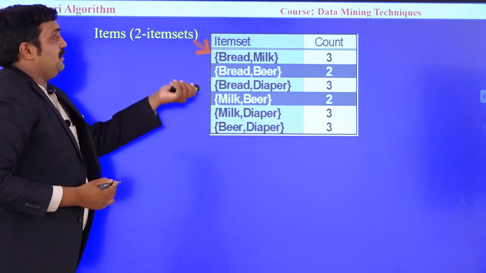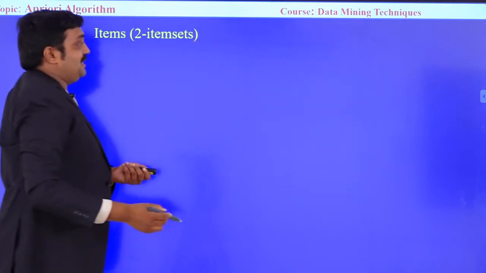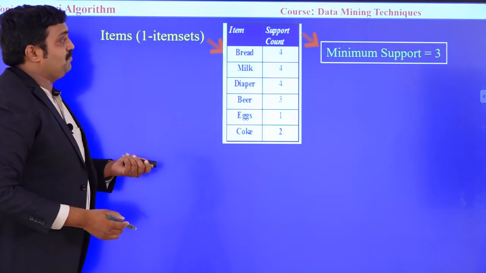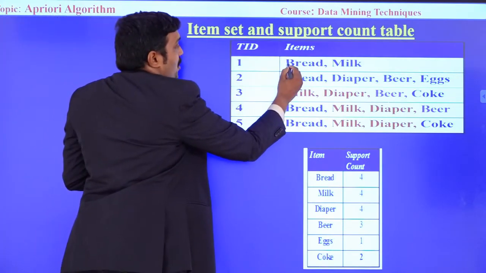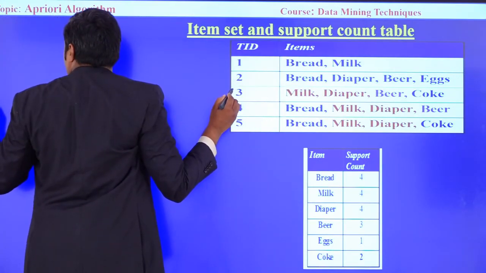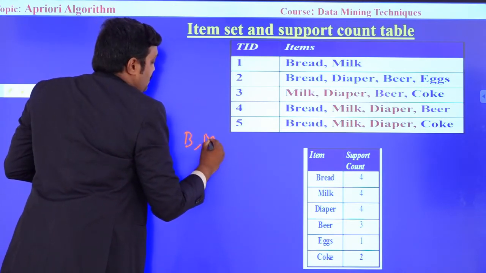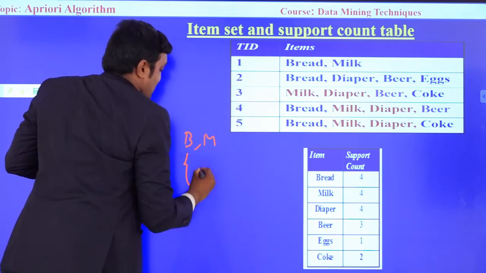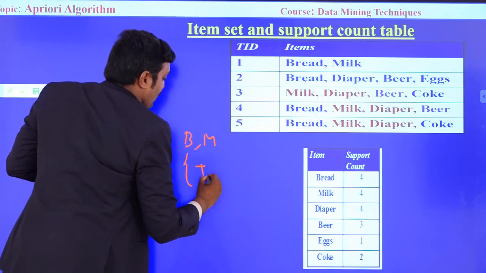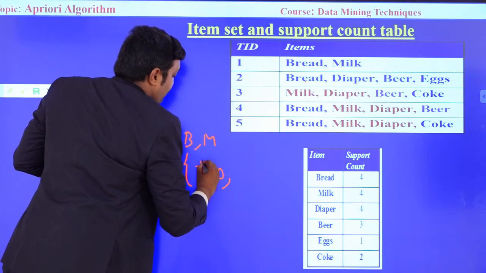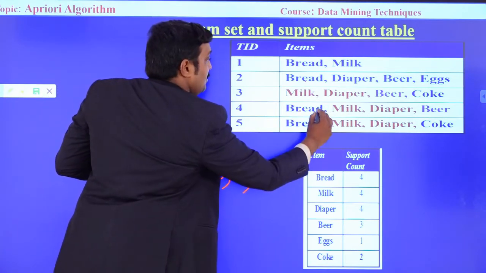Now see, bread and milk, the common items, occur 3 times. Let's see in the actual input table. How many times does the combination of bread and milk occur? Transaction 1, bread and milk occurred. Transaction T2, not occurred, 0. T3, bread and milk occurred. T4, bread and milk.